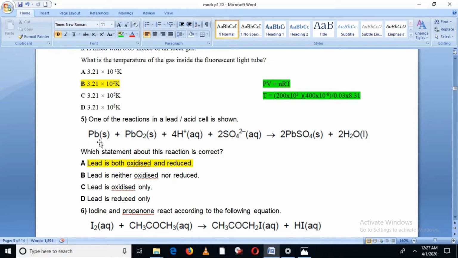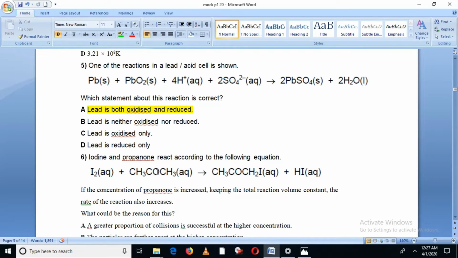having an oxidation number of 0, while in lead oxide the lead has an oxidation number of +4, while in the product the lead is converted into +2. You can calculate the oxidation numbers. You can see that lead 0 is converted into lead 2 positive, which means it is oxidized, while lead 4 positive in lead oxide is converted into lead 2 positive, which means it is reduced. So the best answer is A, that is, lead is both oxidized and reduced in this MCQ.